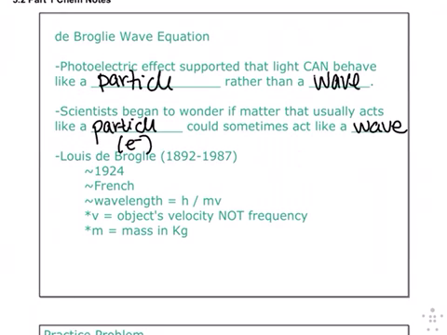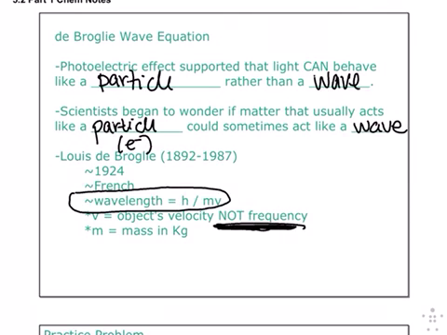So in the late 1800s to the 1900s, this French guy created the de Broglie equation that says wavelength equals that constant h over mass times velocity. Your book used that fancy little v thing to show frequency. So with this formula, make sure you note it's not the frequency. And the other sticking point is the mass must be in kilograms.